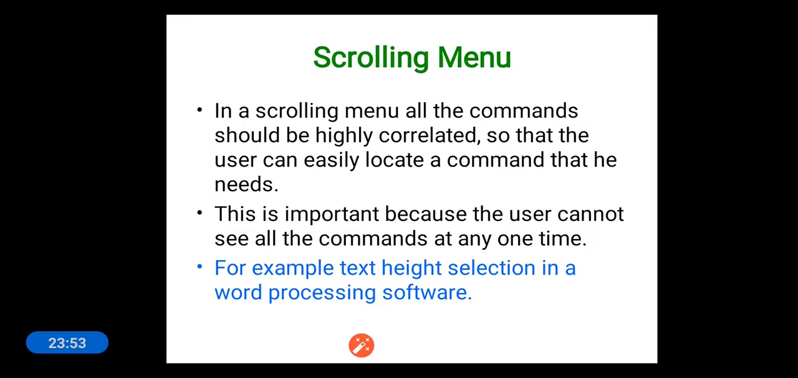In a scrolling menu, all commands should be highly correlated so that the user can easily locate a command that he needs. This is important because the user cannot see all the commands at any one time. That means all the relevant commands should be correlated, or all the relevant commands should be available in a single place.